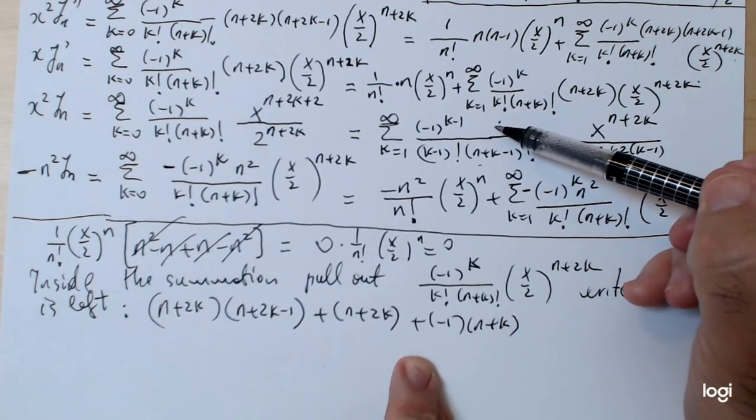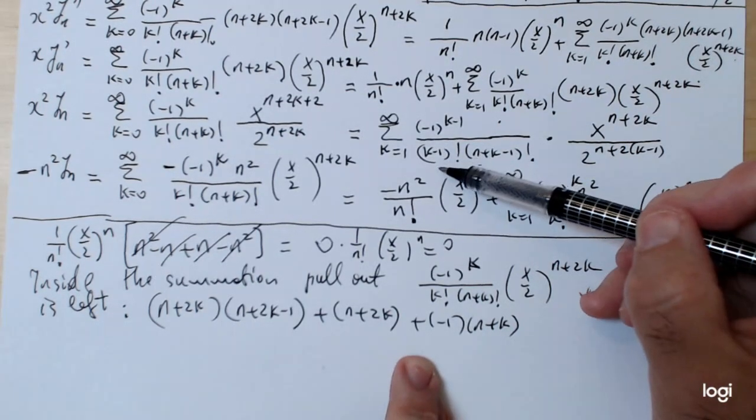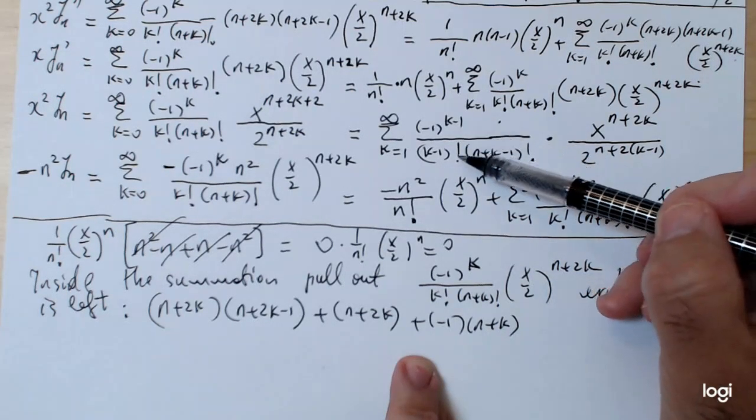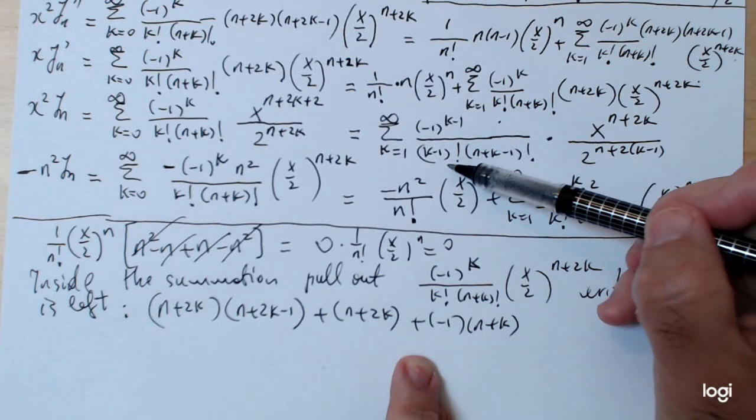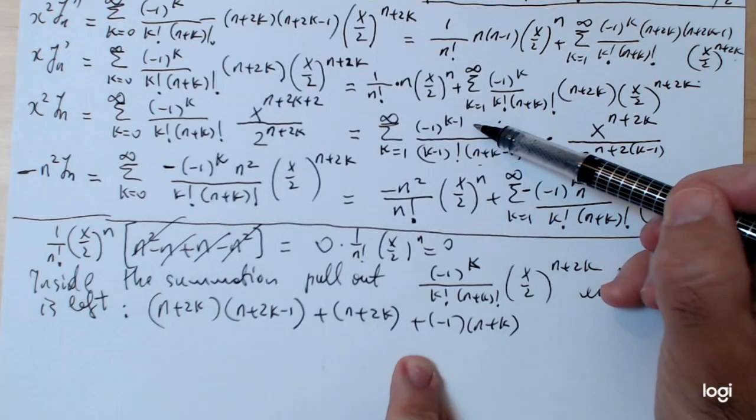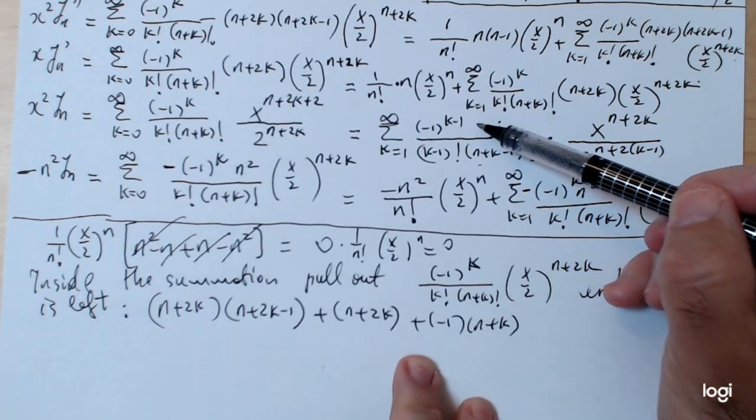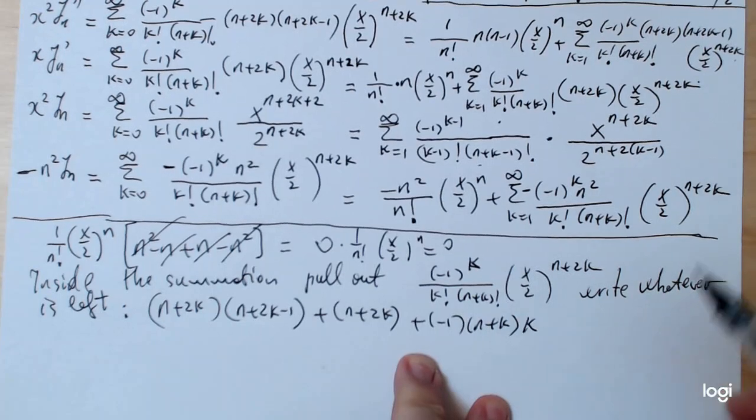Over here, same thing here. (k minus 1) factorial. If you want to pull k factorial, imagine you multiply by another k, top and bottom. That will make k factorial on the bottom, so you're left with k on the top. So you have an extra k on the top.